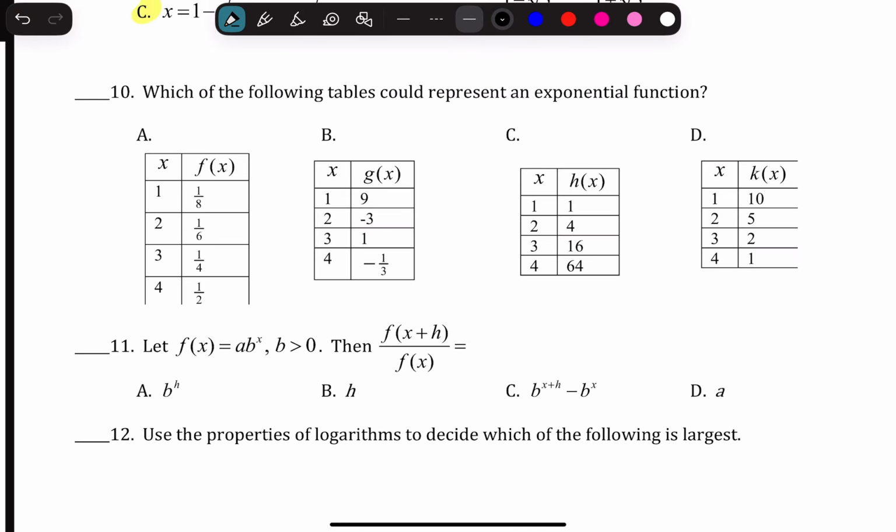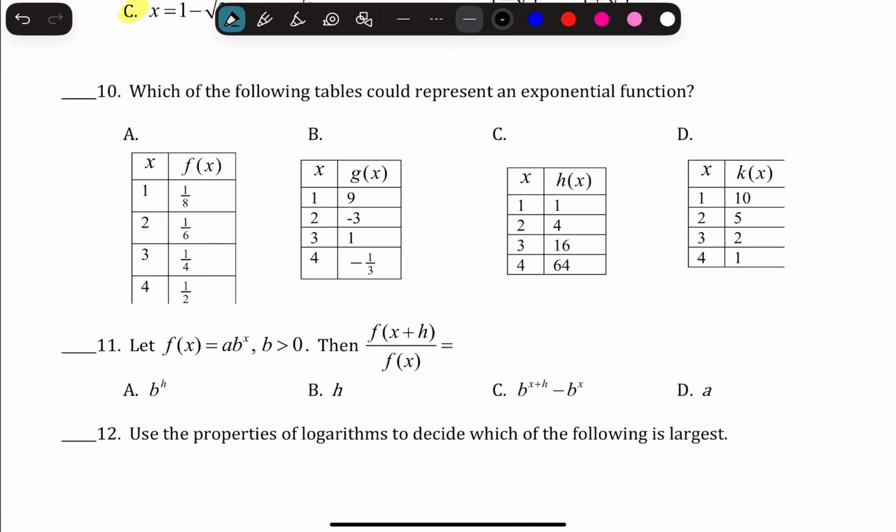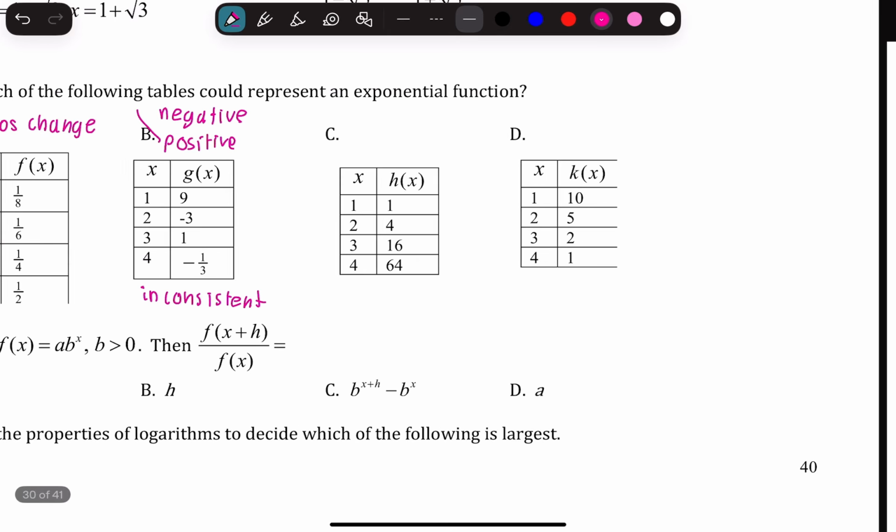Which of the following tables could represent an exponential function? So let's analyze what's going on in each of these. What we can see here is that the ratios are changing, which is not a characteristic of exponential functions. Here we can see that they are negative, and then they're positive, and then there's just no general pattern. Not quite. So we can say that this is inconsistent, and this is not the answer.